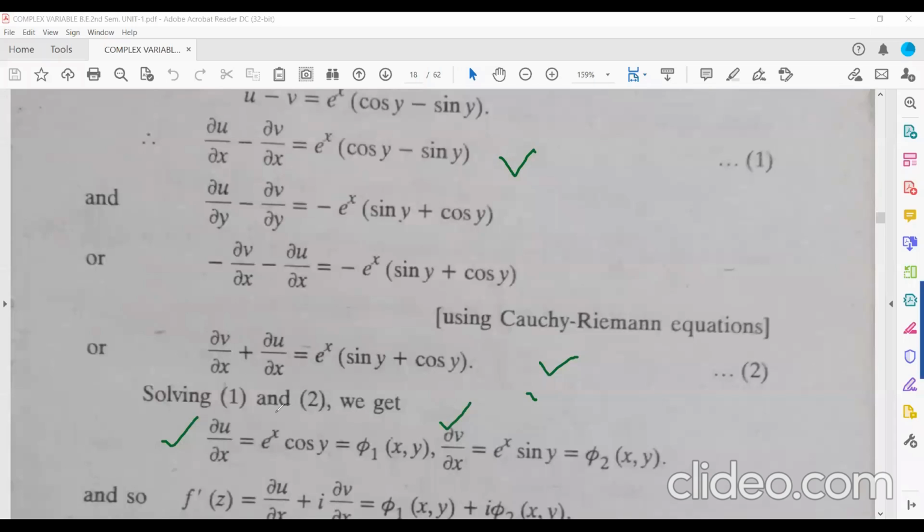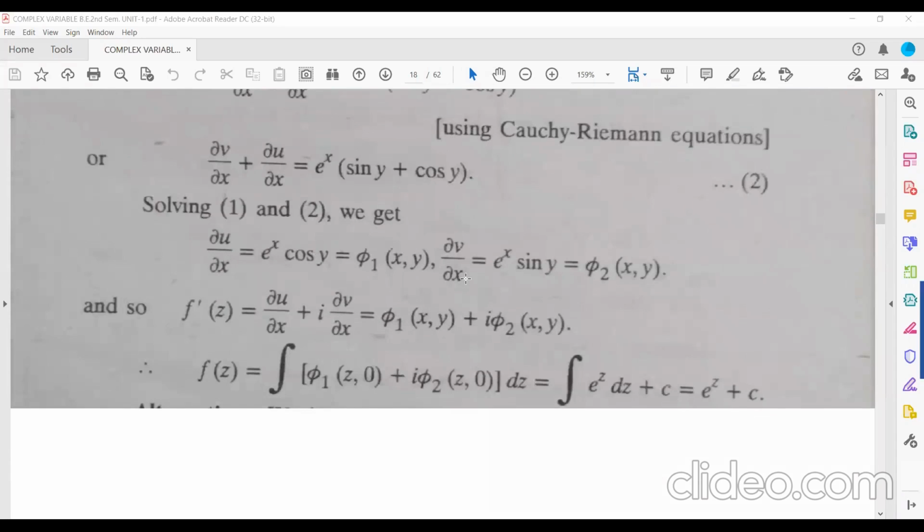In the Milne-Thomson method, I have considered del u by del x as phi 1 of xy, and del v by del x as phi 2 of xy. So you get phi 1 of xy and phi 2 of xy. Now it's over. Now what do we do? Just substitute to find phi 1 z0 and phi 2 z0. In place of x you put z, and in place of y you put 0.